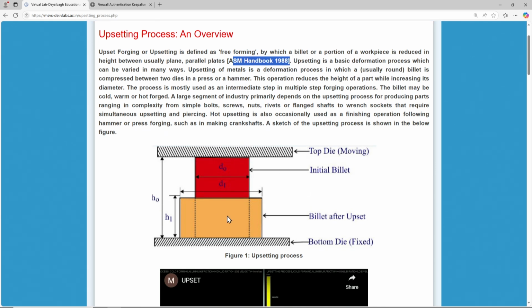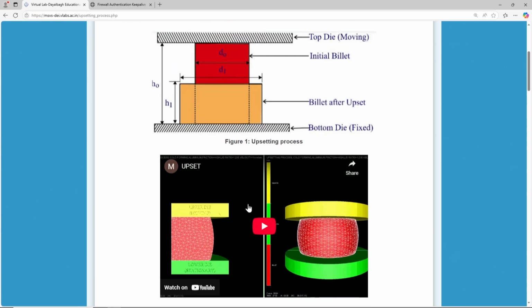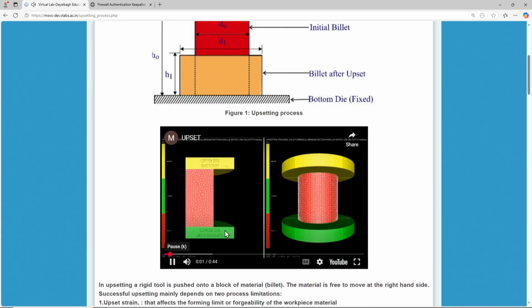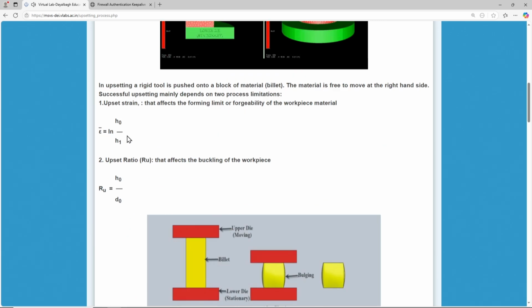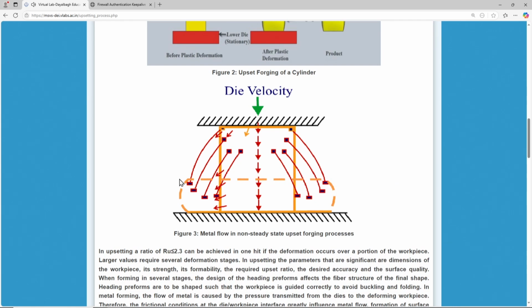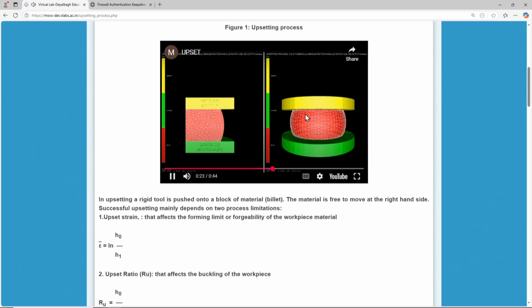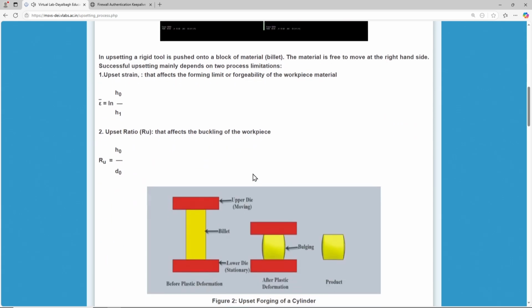The components, the equipment setup, and the video about the generic equipment setup are all given here. About upsetting, the generic formula of the upset strain and upset ratio is also given. This is the theory about the upsetting process and how the metal flow happens, because there is a bulging of the metal that you can see in the video. The upper die is moving and the lower die is fixed, and this bulging is happening. How are the forgings flowing?